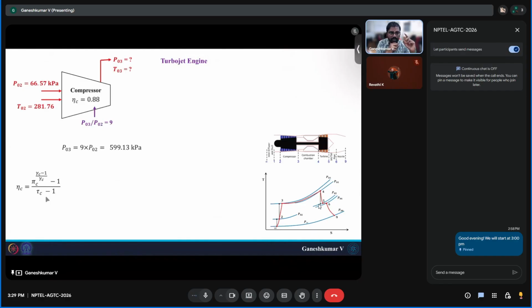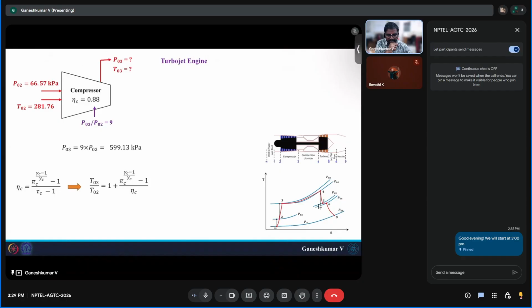So if you remember the isentropic efficiency of the compressor, you will write it as change in enthalpy for an isentropic process by change in enthalpy for an actual process. Change in enthalpy for an isentropic process will be simply a function of just the pressure ratio. But change in enthalpy of the actual process, we don't know, it should be a function of efficiency. So now our idea is to find T03, where tau c is T03 by T02.